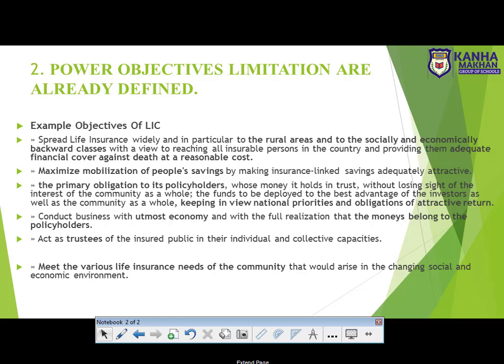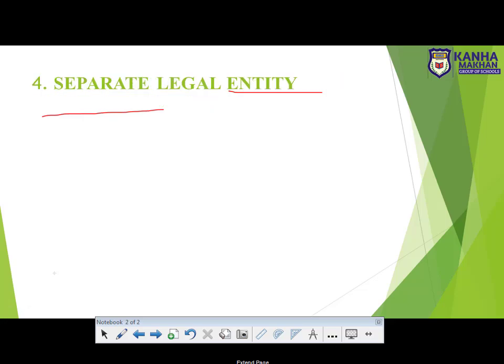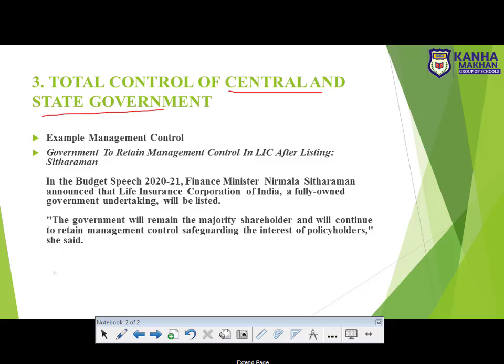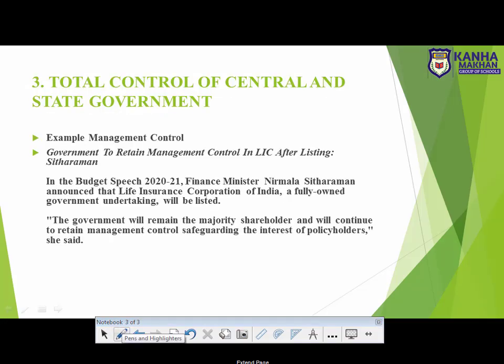Now moving to the third point, that is total control of the central and state government. The third feature is that there is total control of the central and state government. Here we have an example of management control. We will discuss an example related to LIC only, which is related to the management control of the government.